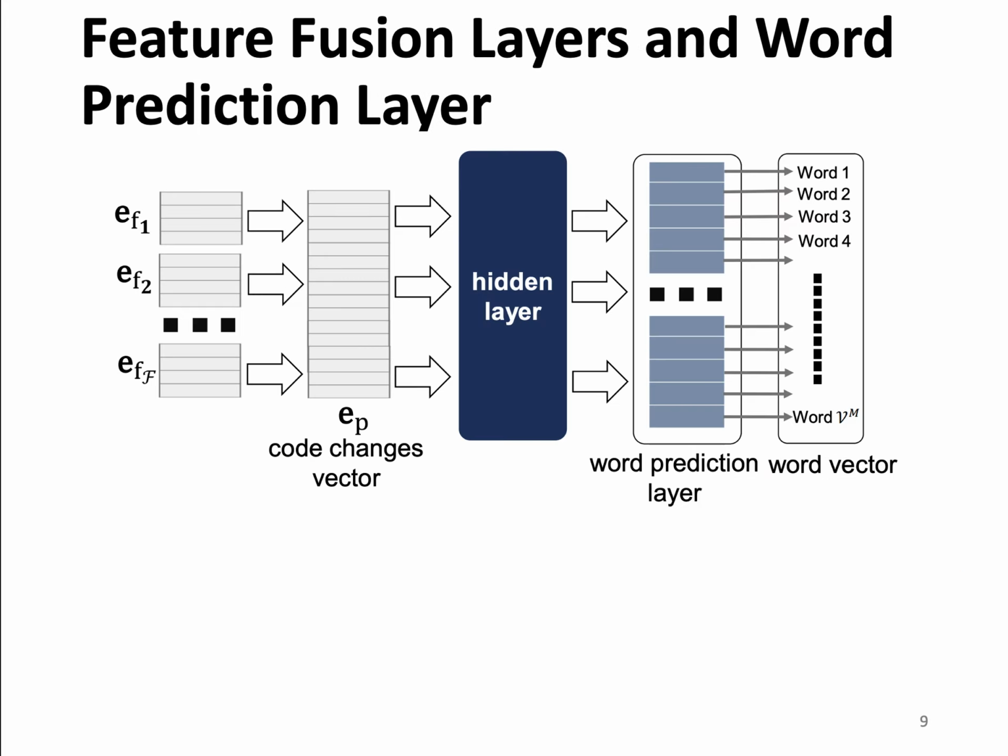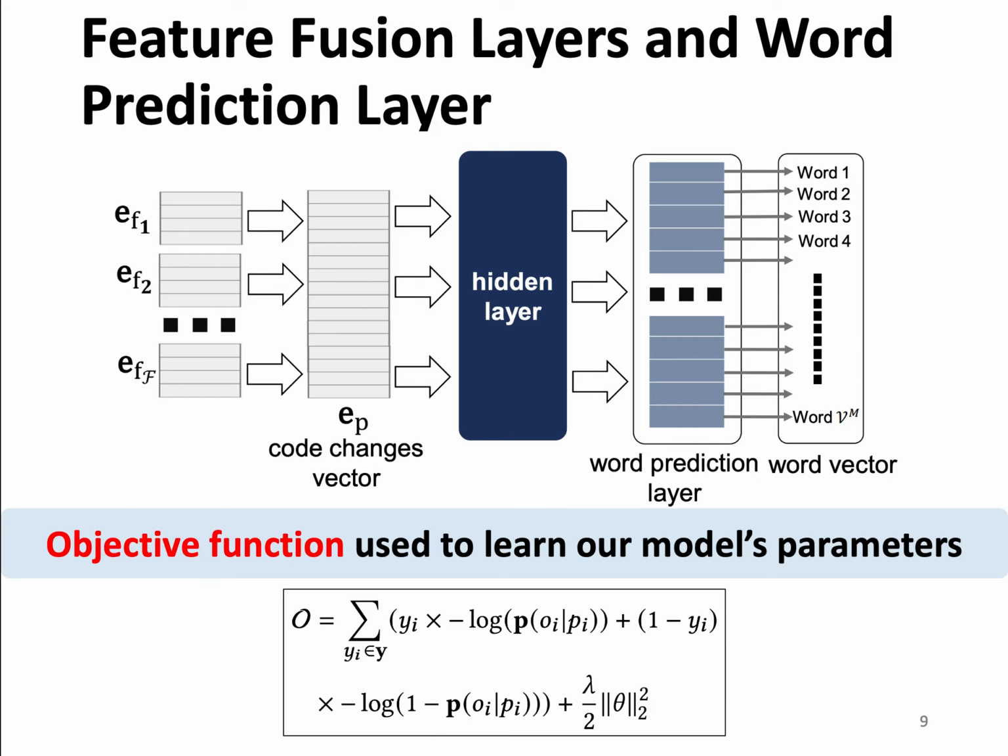After having the features from each file in the code change, we concatenate them to build a vector representation of the code change. This vector is fed to a hidden layer to produce a word vector. Our target is to produce a word vector that is close to a set of words extracted from the log message. The objective function used to learn the model parameters is similar to the cross entropy loss function. However, we have to deal with a multi-label problem instead of a multi-class problem.